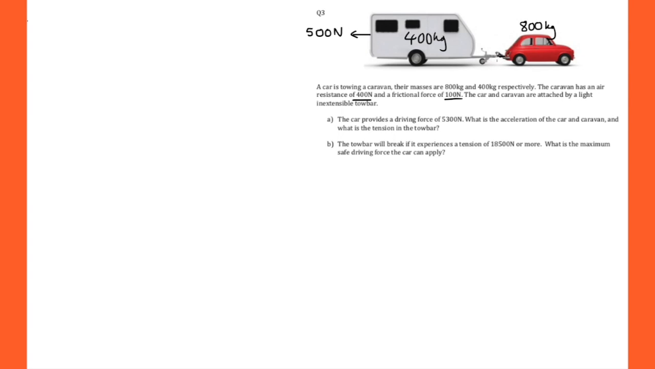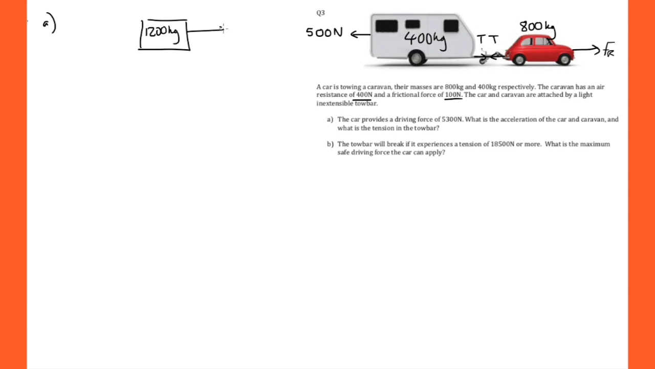Okay, this is our tow bar here. And so we have tension going in both directions from here. The driving force on the car I can label on here, and I will call that FR. Okay, so the first question, the car provides a driving force of 5,300 newtons. What is the acceleration of the car and the caravan? Again, let's combine them. So we have one particle of mass 1,200.